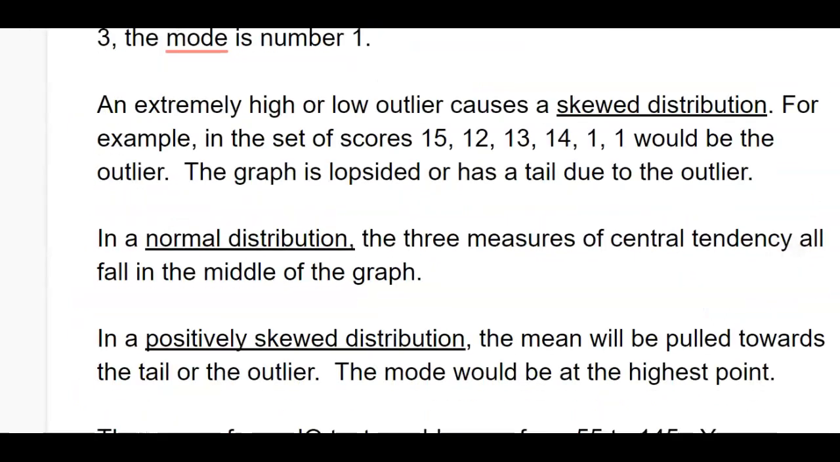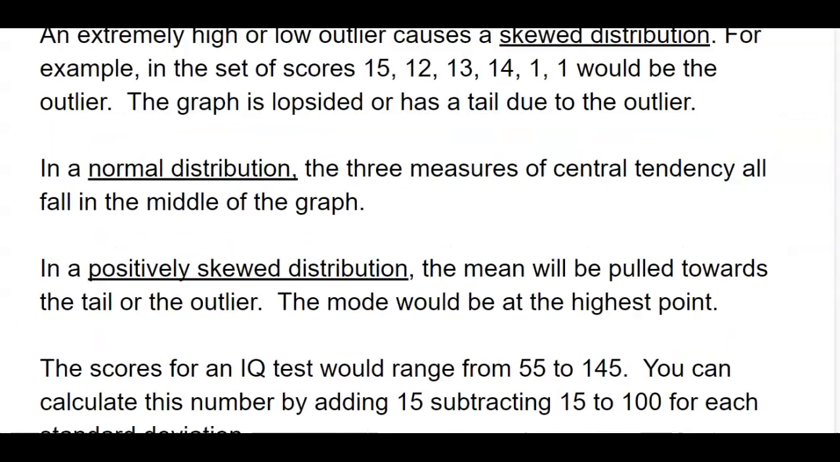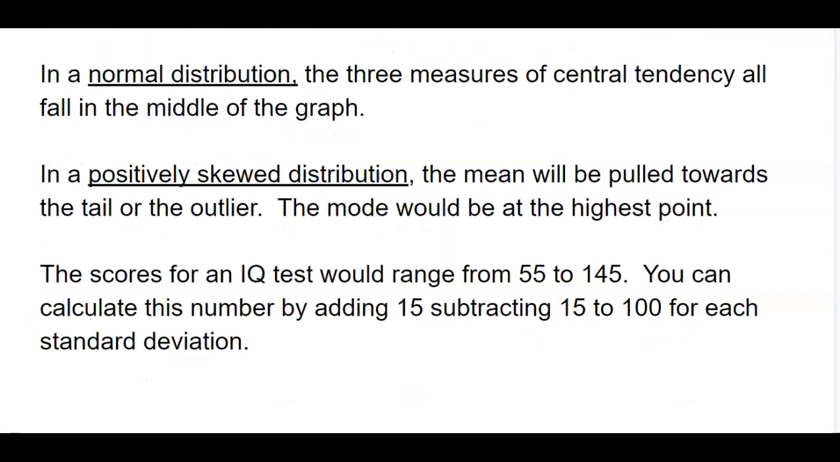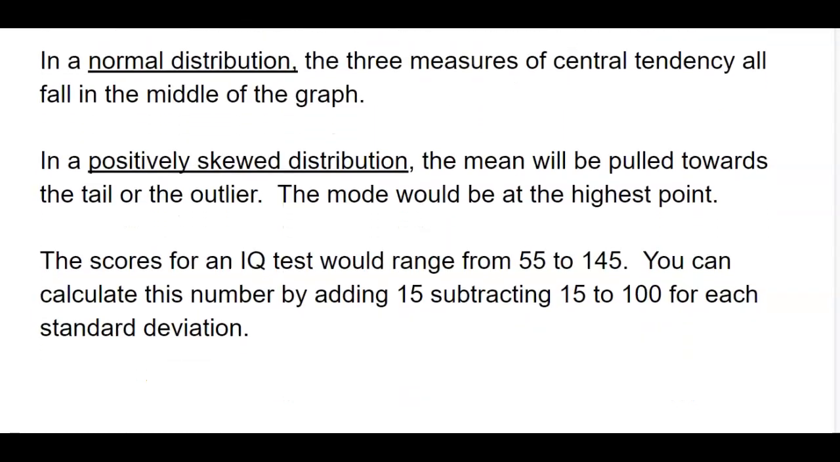Next, the score for an IQ test would range from 55 to 145. You can calculate this number by adding 15 and subtracting 15, so for each standard deviation. So here it's talking about how would I actually get the standard deviation. Note that for IQ, the standard deviation is always going to be 15. It's never going to change.